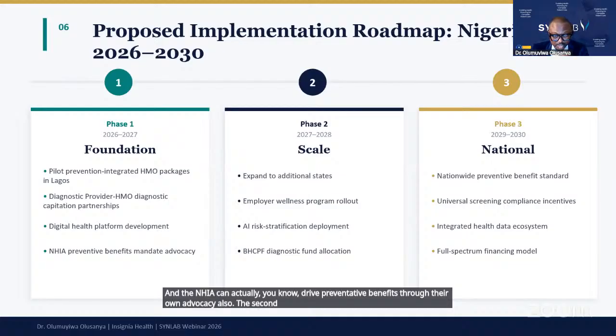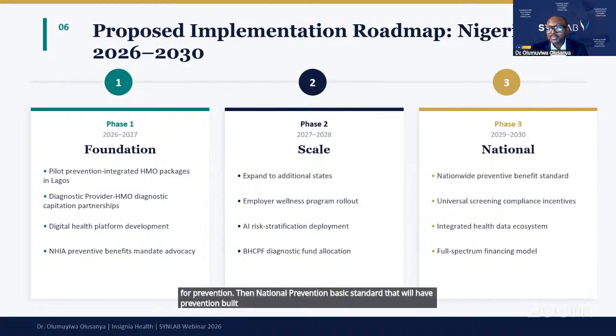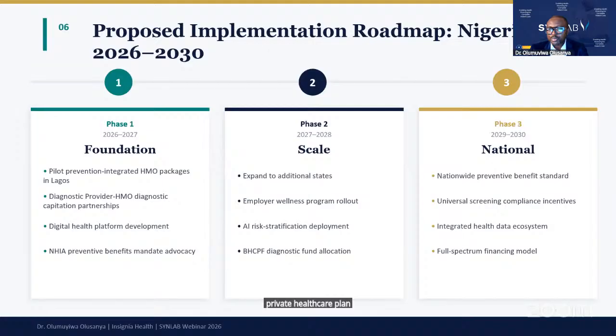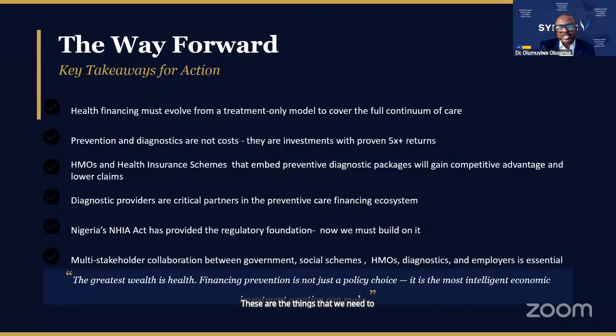Then second phase is to expand this to all states, and to encourage employers to actually embrace prevention as part of their plans, and also devote part of the BHCF fund for prevention. Then national prevention basic standard that will have prevention built into every social plan and also every private healthcare plan. Universal screening, compliance incentives, and an integrated healthcare system that helps to drive full spectrum financing. These are the things that we need to do to achieve this over the next 5 to 10 years.